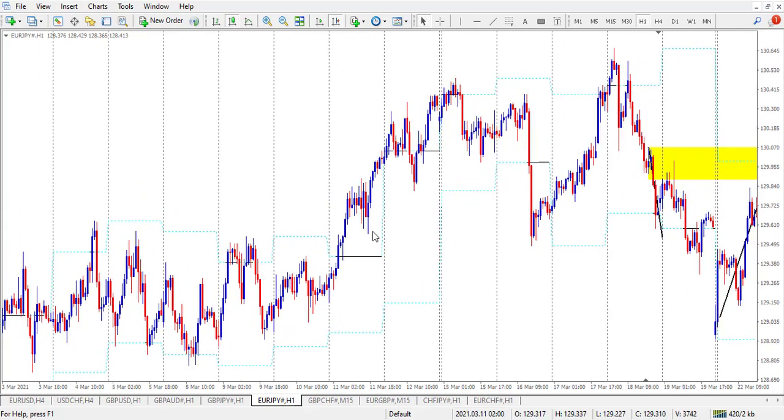Okay guys, let's look at more examples and see how we can use this model, this powerful concept of order flow, to trade.